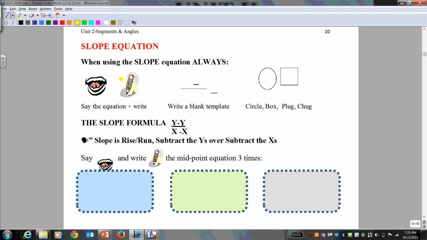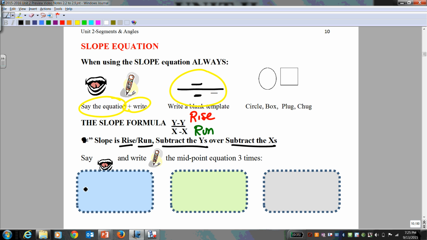Once again, we say the equation and we write it. We use a blank template, which for slope looks like this. Subtract over, bring that subtract to the middle. And then you circle, box, plug, chug. Ready? The slope formula is rise over run, subtract the y's over subtract the x's. Say it and write it 3 times. Slope is rise over run, subtract the y's over subtract the x's. Do it 2 more times.